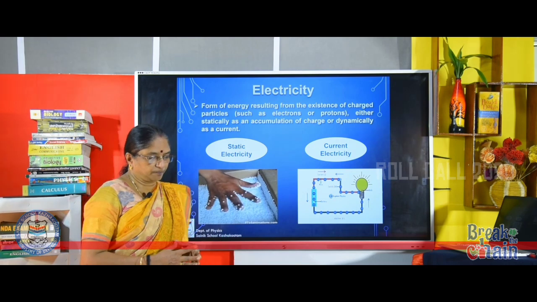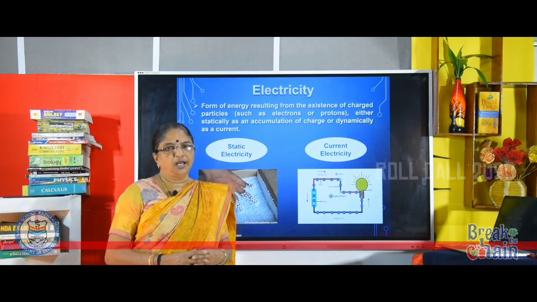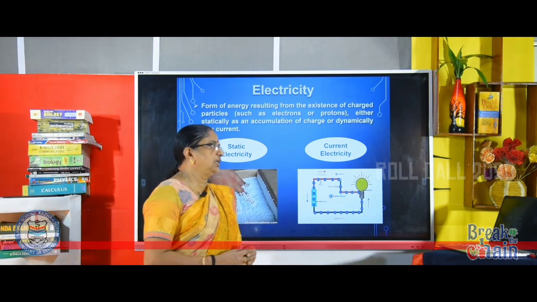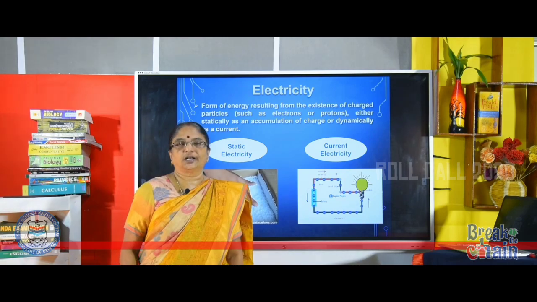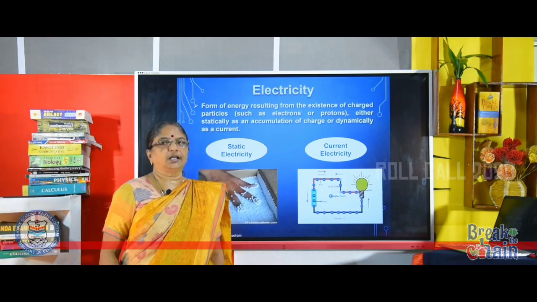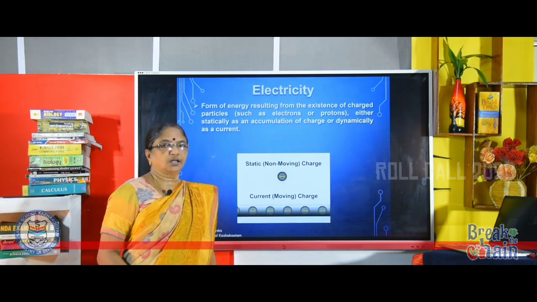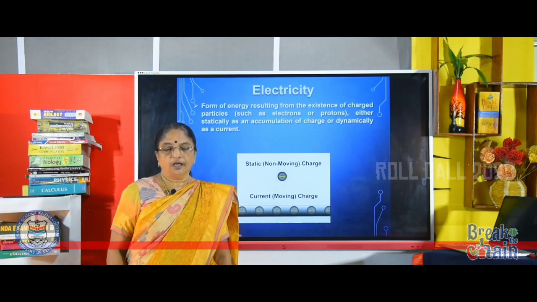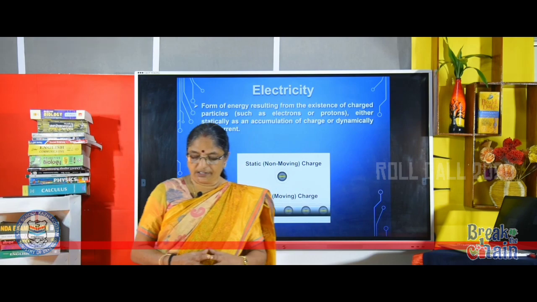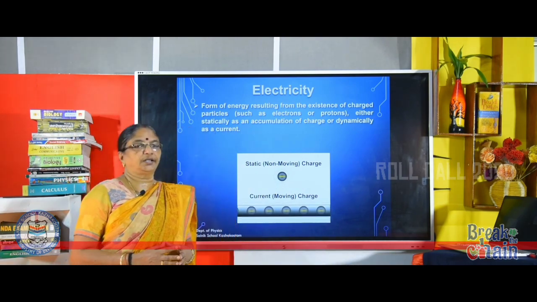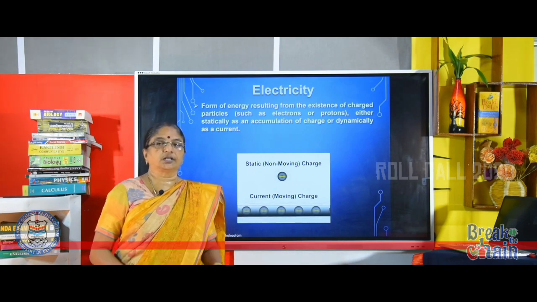Just see the word electricity. Electricity is a form of energy, just like other forms of energy, and this electricity can be classified into two: static electricity and current electricity. Static electricity means study of charges at rest, and current electricity means study of charges in motion. As seen in the picture, static means charges at rest and current electricity means charges in motion.